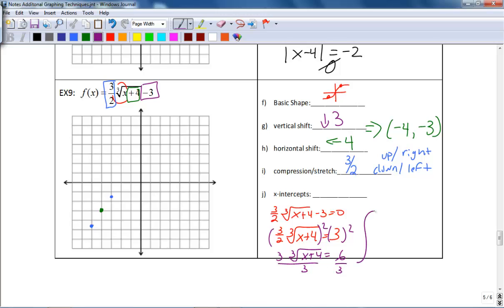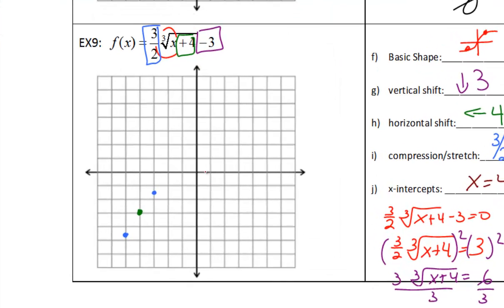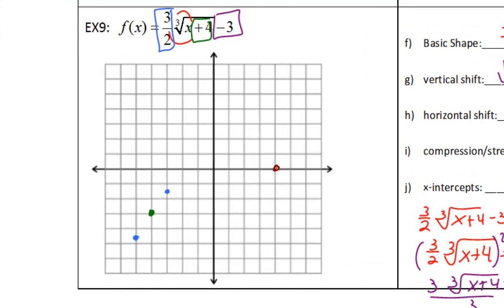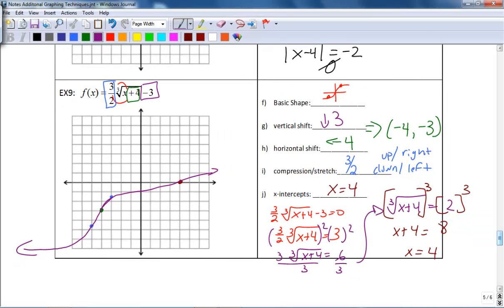Divide out my 3, because I need to isolate the radical, and I get that the cubed root of x plus 4 is equal to 2. Cube both sides to solve for x, and I get that x plus 4 is equal to 8. Subtracting 4 from both sides, I get that x is equal to 4. Again, these aren't the kind that we need to check, so we know that our x-intercept is 4. All right, those are all our points. So what we need to do now is graph it, making sure that we have the same shape as our function. And there we go. That was the last graph that we're going to do.